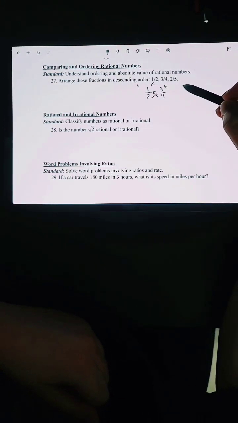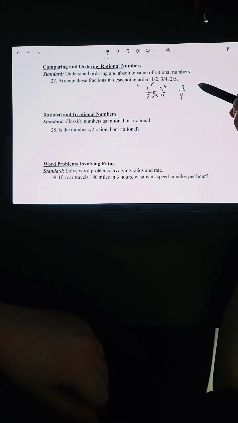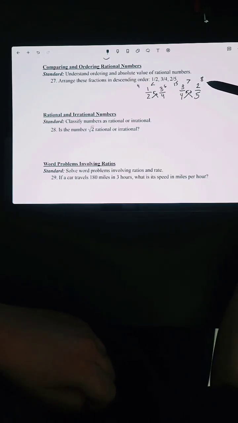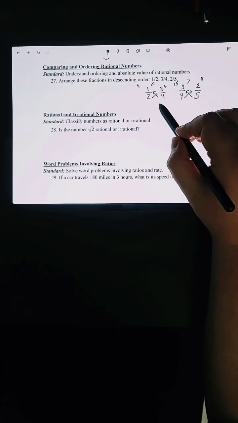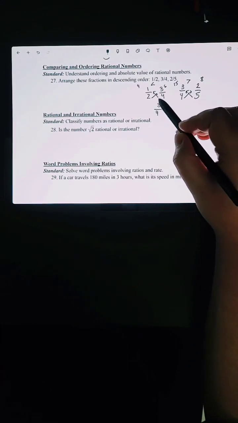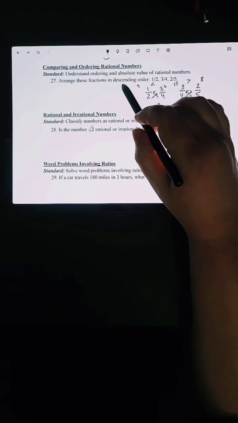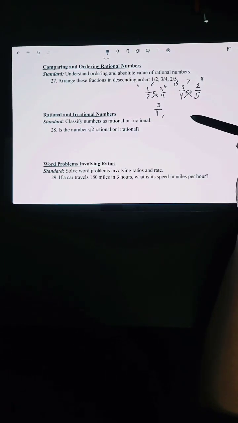So now we can do 3/4, and let's compare it to 2/5. Do the same thing. 3 times 5 is 15. 4 times 2 is 8. 15 has to be greater than 8, so that means that 3/4 has to be greater than 2/5. So 3/4 is greater for each of them, so that's the greatest one. And remember, we're going in descending order, so it's greatest to least.